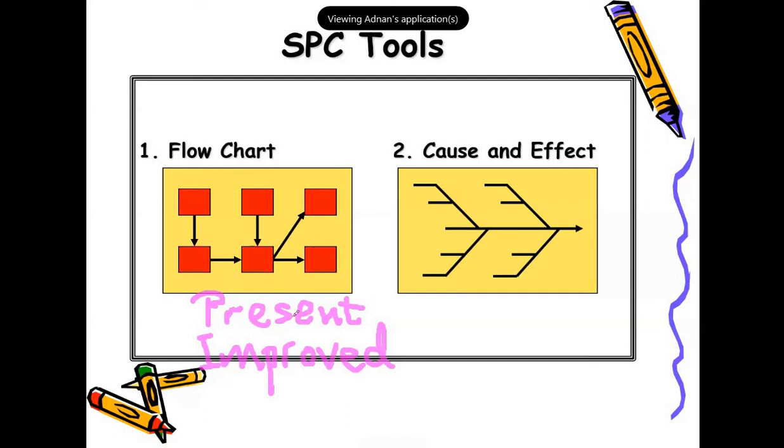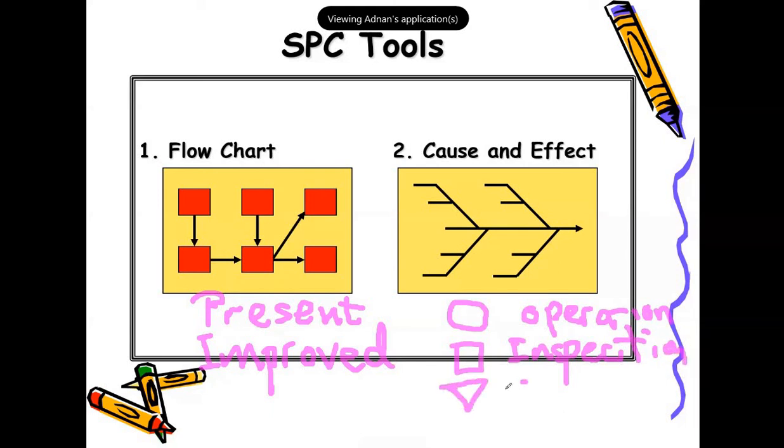What are the normal symbols that we use in industrial engineering? We use a circle; this is operations. Different symbols are used in different areas. If you go to computer science, they use different symbols for flowcharts. In IE, industrial engineering, this circle is for operation, the square is inspection, and the triangle is storage.